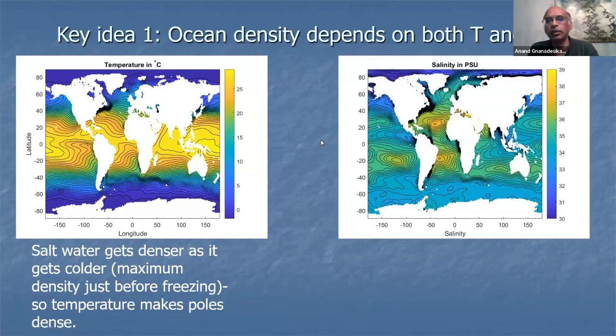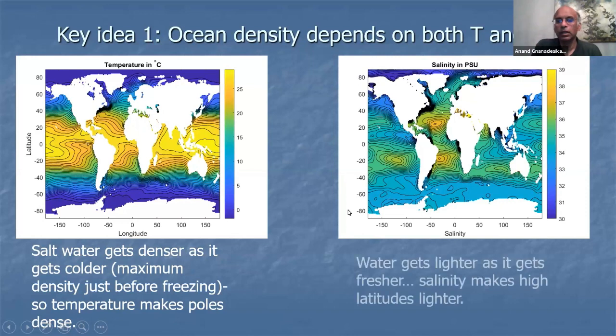However, if we look at salinity, we see a different picture. We see higher salinity in the lower latitudes. We see an asymmetry between the Atlantic and the Pacific, with the Atlantic being salty, Pacific being fresher. We can also see this if we look carefully at temperature, that the North Atlantic is warmer than the Pacific. And so water gets lighter as it gets fresher. So salinity makes the high latitudes lighter.